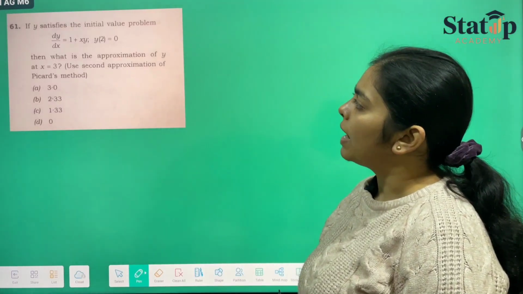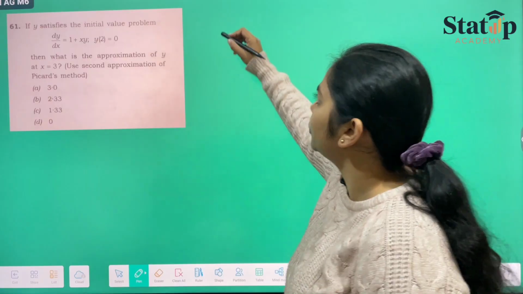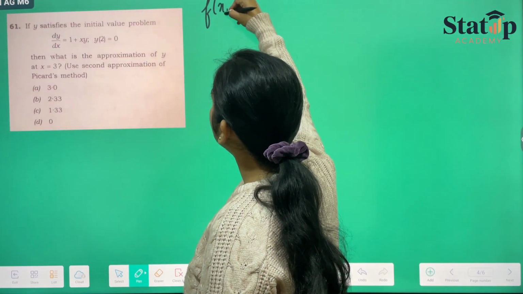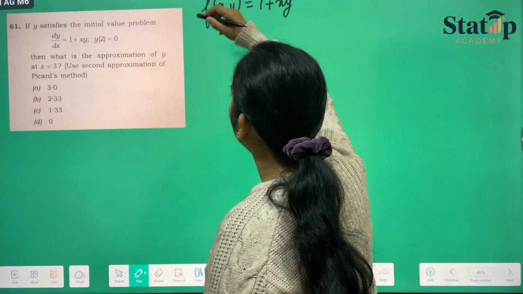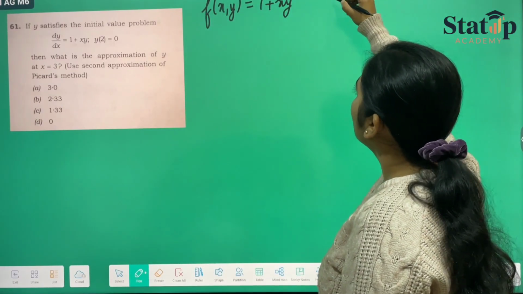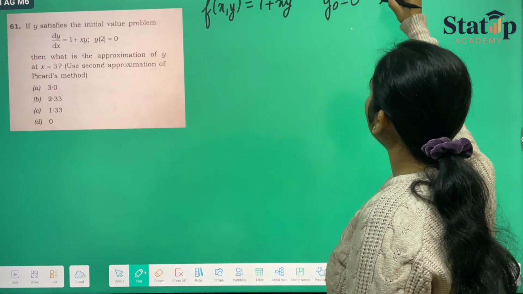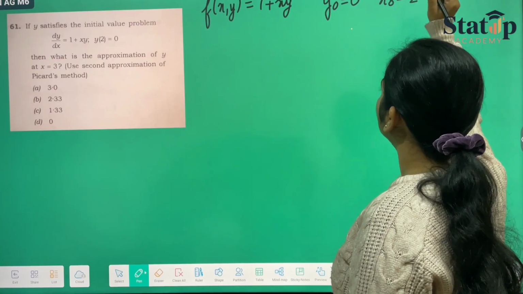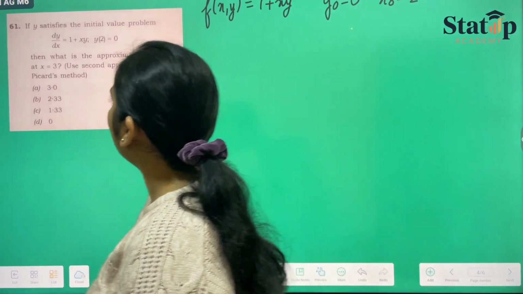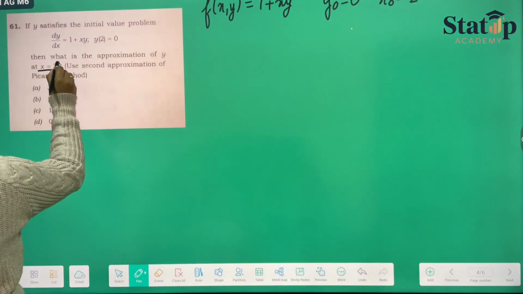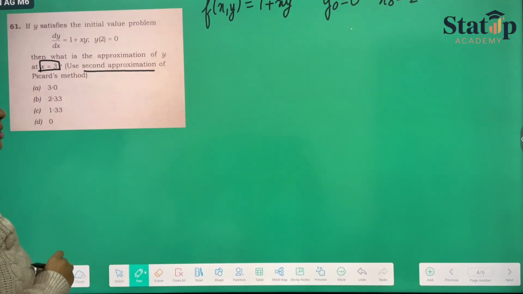What is this? y satisfies the initial problem dy by dx equals f(x,y), which has been given to you. f(x,y) here is equal to 1 plus xy, and y(2) is equal to 0. y(2) means y naught has the value 0 when x naught is equal to 2. Then the initial points have been provided to us, and we have to find the approximation at x equals 3. And they have asked to use the second approximation of Picard's method.